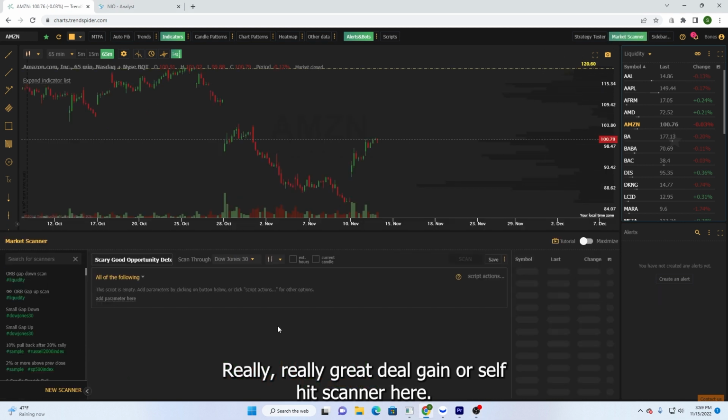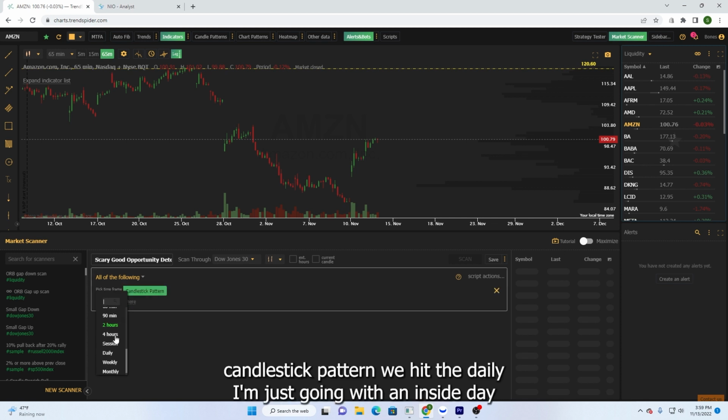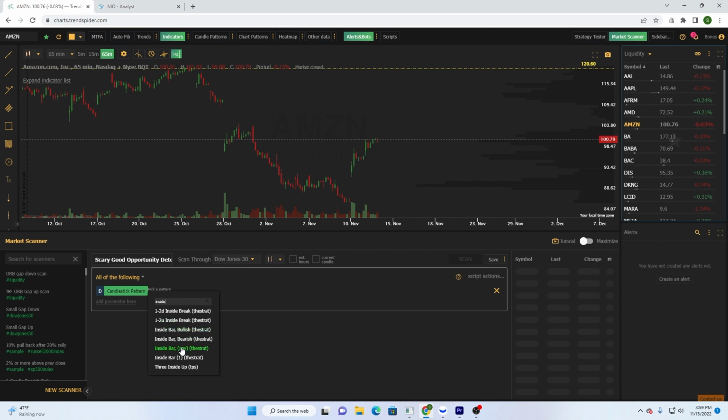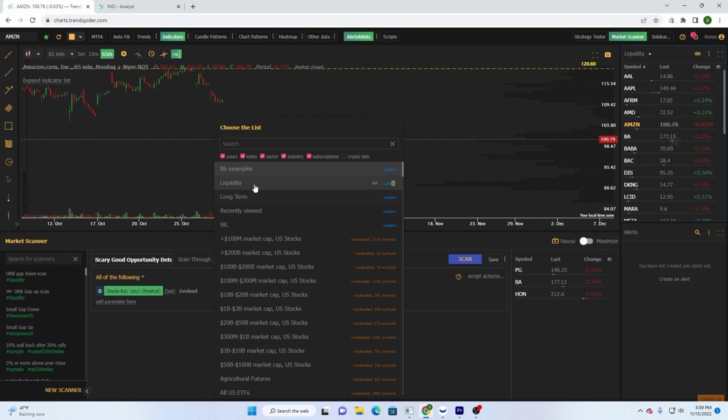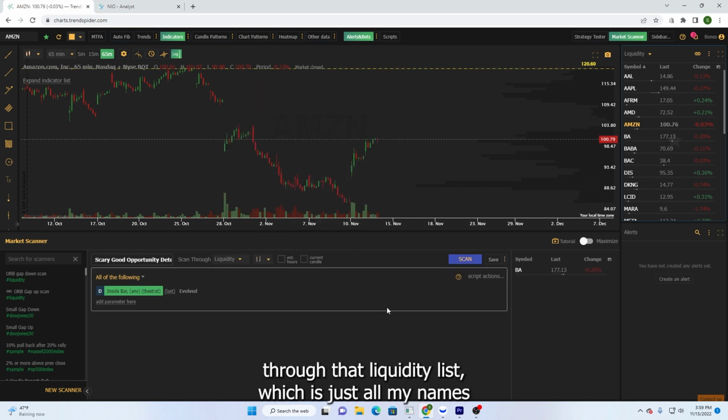Scanner, so if I hit scanner here, what I'm going to look for, I'm going to add a parameter here, condition, candlestick pattern. I'm going to hit the daily. I'm just going with an inside day. And then I'm going to scan through that liquidity list, which is just all my names that I've compiled from that hot chains and tickers.